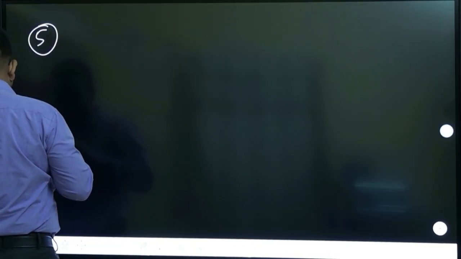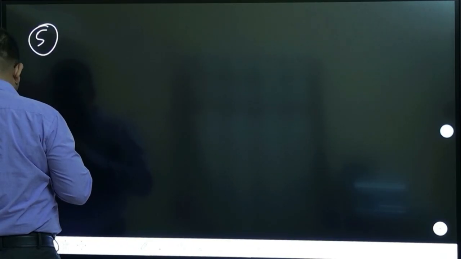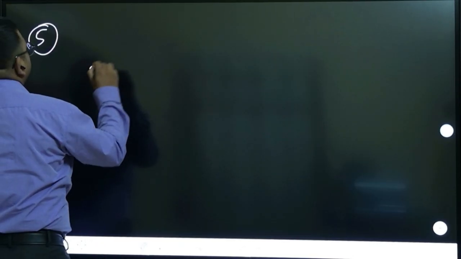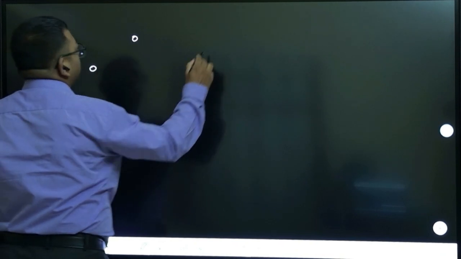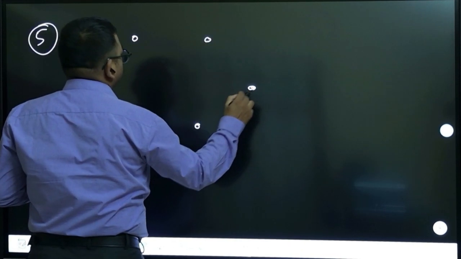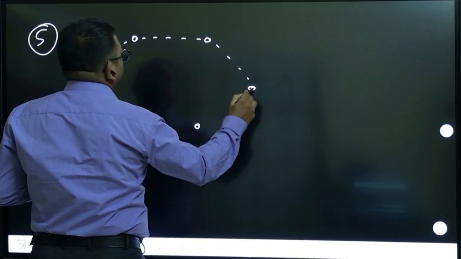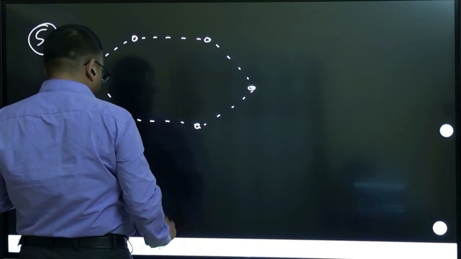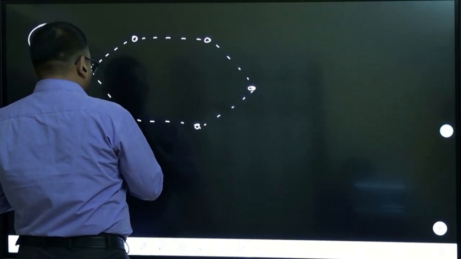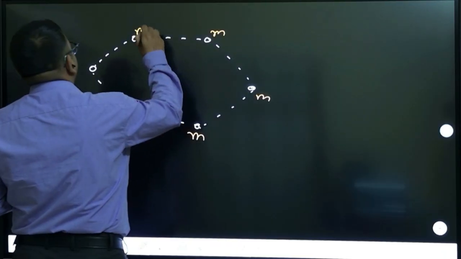Six identical particles each of mass m are arranged in the corners of a regular hexagon of side length L. Masses of any two adjacent particles are doubled. Find the shift of the center of mass. So 1, 2, 3, 4, 5, 6. Right? Regular hexagon. You can draw this hexagon. Each mass is how much? Identical particle, m, m, m, m, m, m.